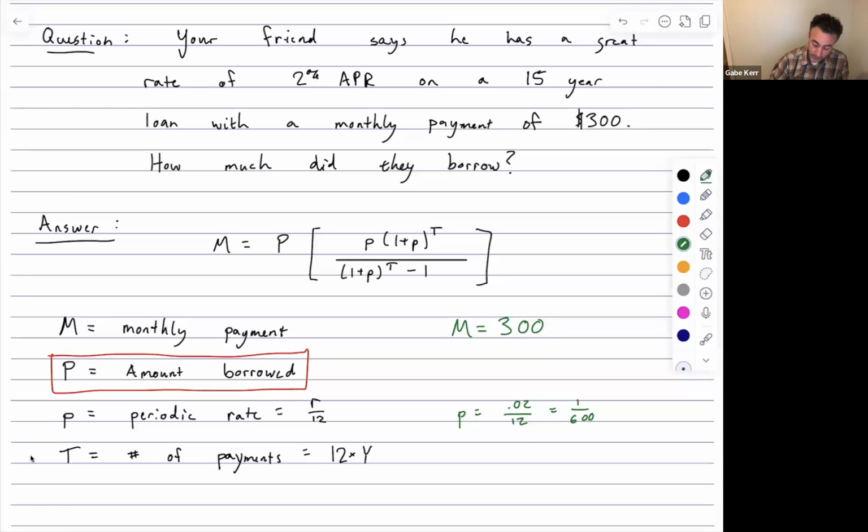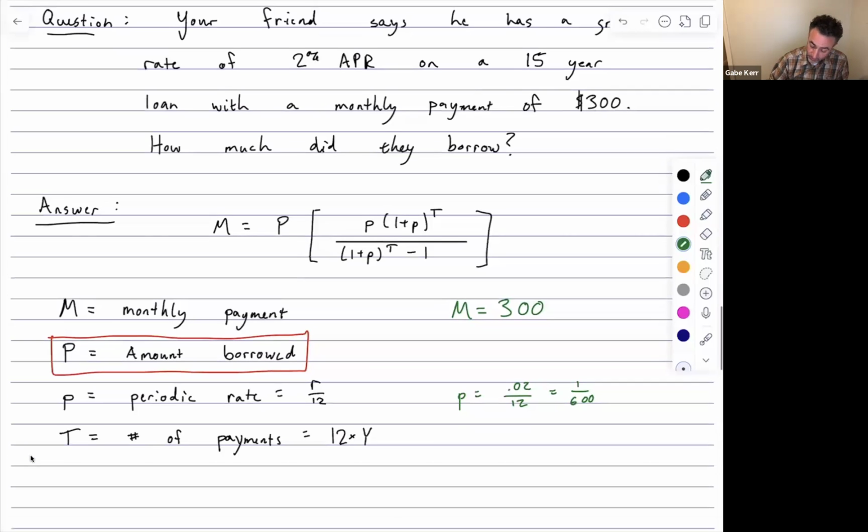Okay. So finally, T is the number of payments I'll make, or 12 times the number of years. Well, 12 times the number of years is known because the number of years is known. We're told that it was a 15-year loan. And so we get T equaling 12 times 15, which is 180.